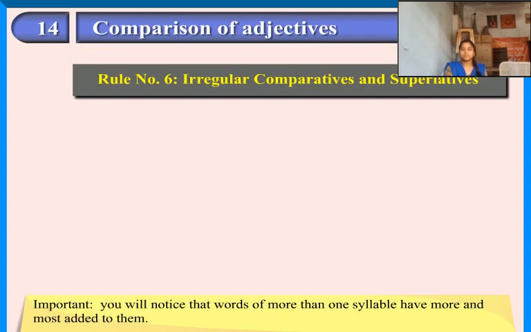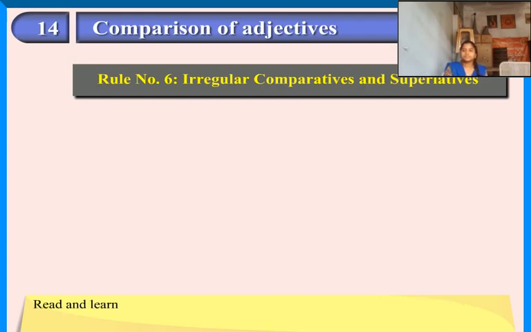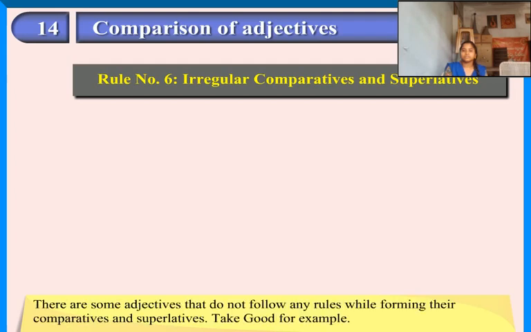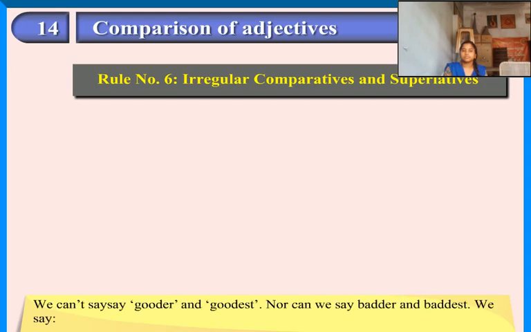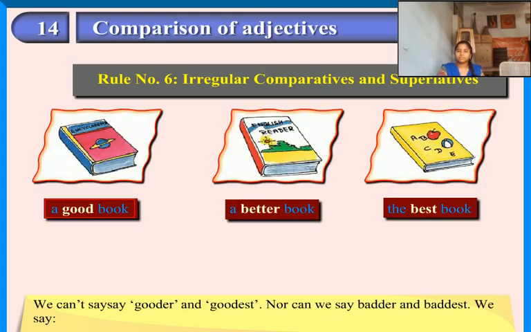Rule number 6. Irregular comparatives and superlatives. Read and learn. There are some adjectives that do not follow any rules while forming their comparatives and superlatives. Take good, for example. We cannot say gooder and goodest, nor can we say badder and baddest. We say a good book, a better book, and the best book.